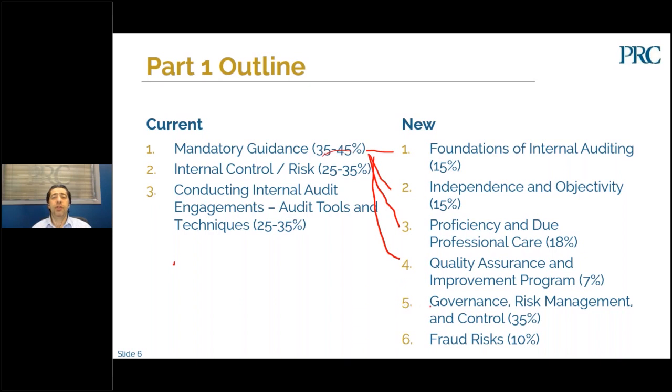Governance, risk management, and control. What they did is they added governance, this part here. Governance used to be covered in Part 3 in the previous edition. Now it's covered in Part 1. So governance, risk management, and control will comprise 35%. And fraud risks used to be covered in Part 2. Now they are covered in this part of the exam. So this is the new outline for Part 1 of the exam.